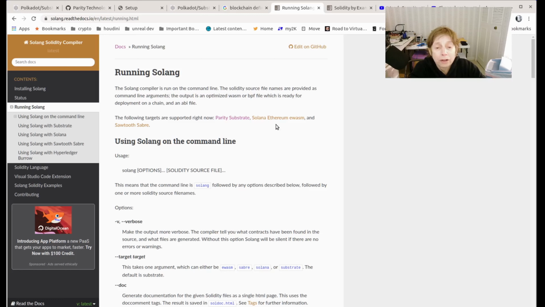which is kind of, we looked at ink for substrate. Well, Solidity is kind of the counterpart for Ethereum-based chains. So you have all these Ethereum contracts that you wrote. Now you want to go on a substrate-based chain like Polkadot. This is where Solang comes in.